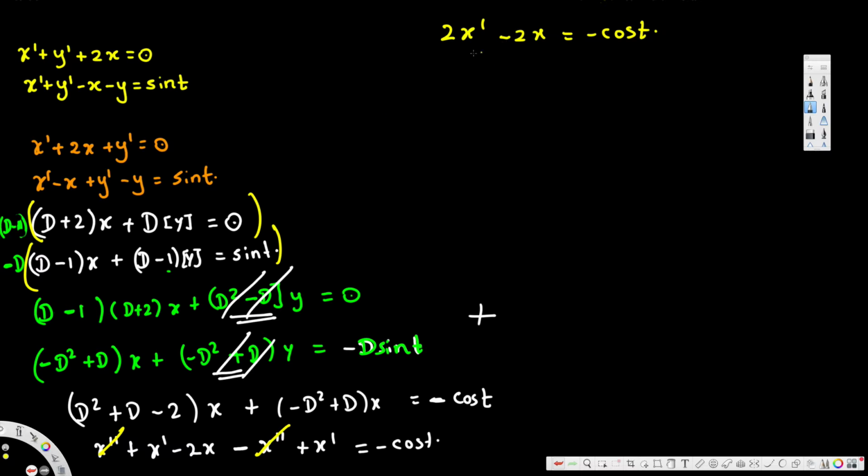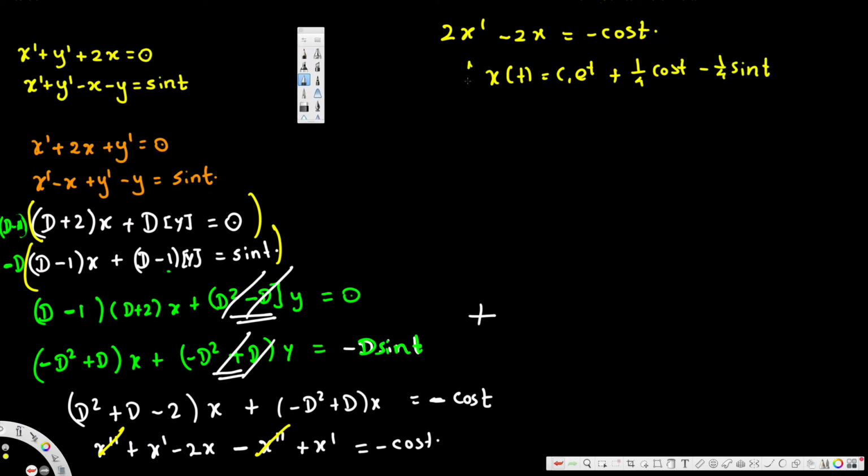I'm just going to directly write the answer because for undetermined coefficients, if you want to know how to do that, I made videos on that. You can go ahead and check them, but when you do that, you will get this answer. That's going to be x of t is equal to c1 e power t plus 1 over 4 cos t minus 1 over 4 sin t. This is the solution for x.